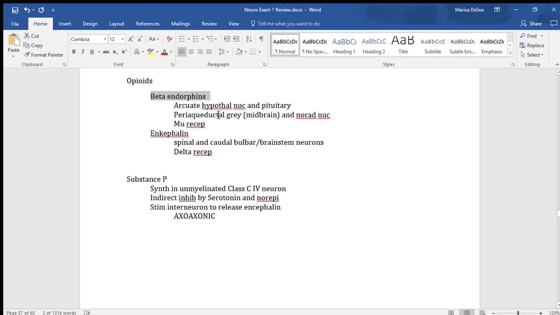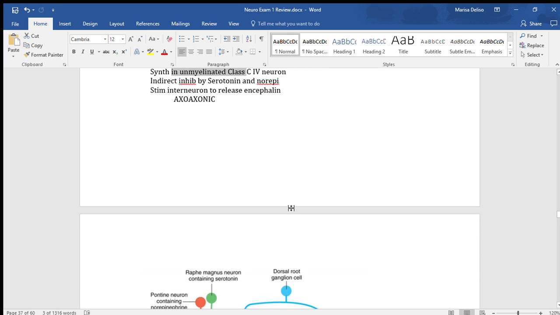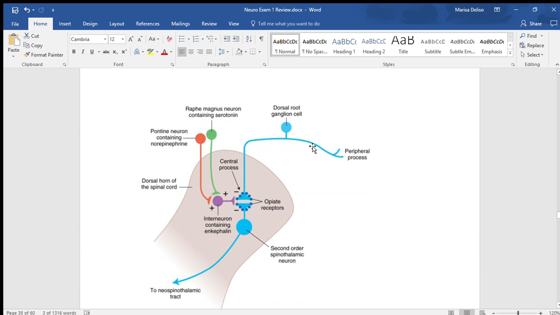As opposed to something like substance P. P standing for pain, right? So substance P is synthesized by my unmyelinated class C neuron, which we talked about, right? So let's just talk about kind of a situation. So this is a sensory neuron here. And let's just say I feel some sort of pain, right? So this is going to be my unmyelinated neuron.